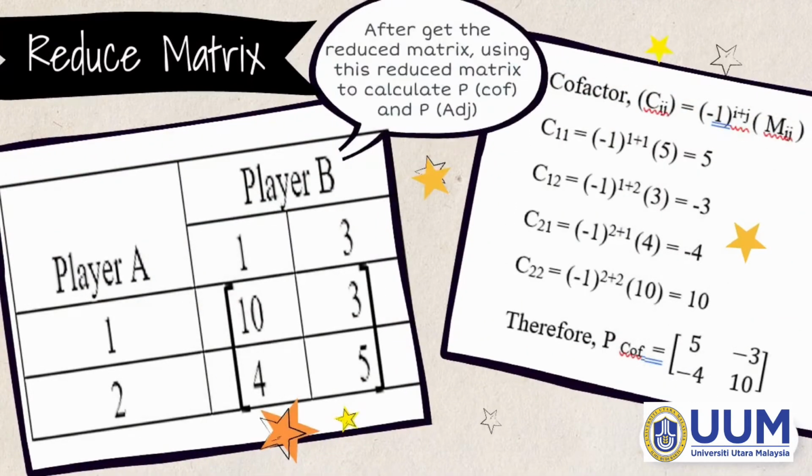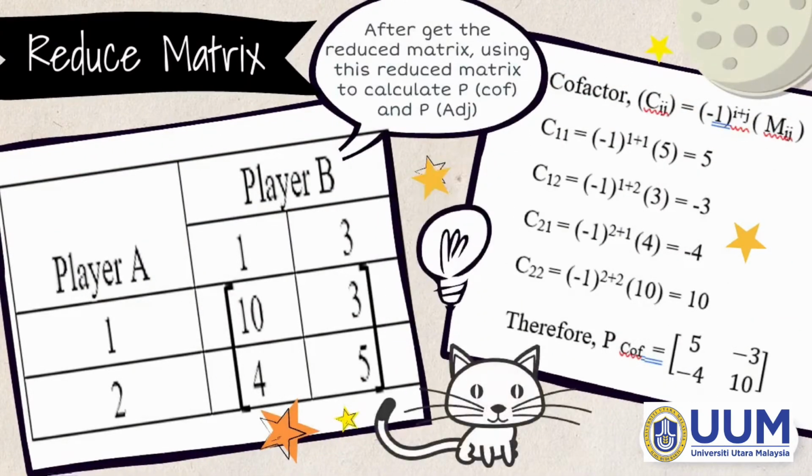Reduced matrix. After getting the reduced matrix, we use it to calculate the cofactor of P and the adjoint of P. We have to insert values in the cofactor formula. For cofactor row 1, column 1, the value is 5. Cofactor row 1, column 2, the value is negative 3. Cofactor row 2, column 1, the value is negative 4. And lastly, cofactor row 2, column 2, the value is 10. Therefore, the cofactor of P is 5, -3, -4, and 10.